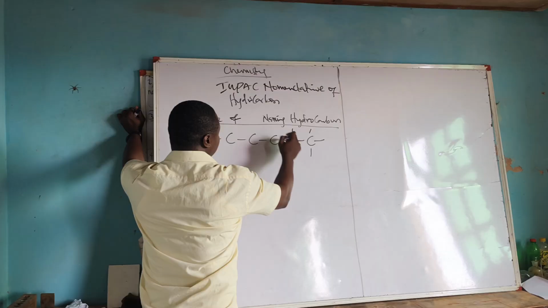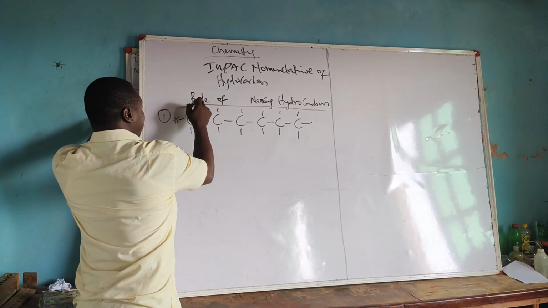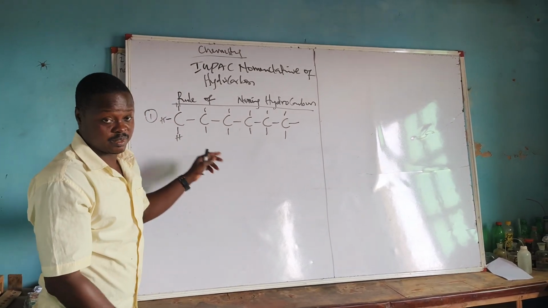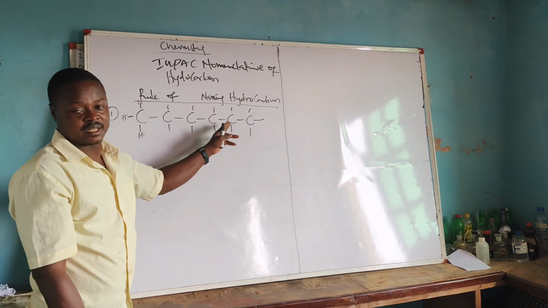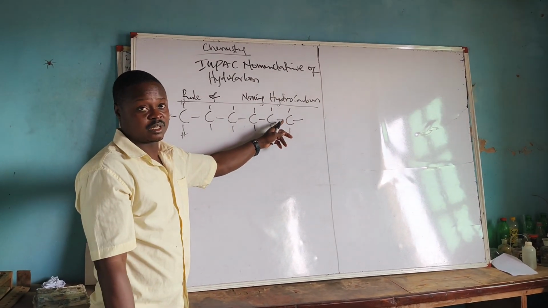1, 2, 3, 4, 5, 6. Then the hydrogens are distributed over it. So hydrogen, hydrogen, hydrogen all over it. And we are asked to name this compound. The first thing we do is look at the longest chain. Like this, it's a straight chain, so it's easy to know the longest chain.